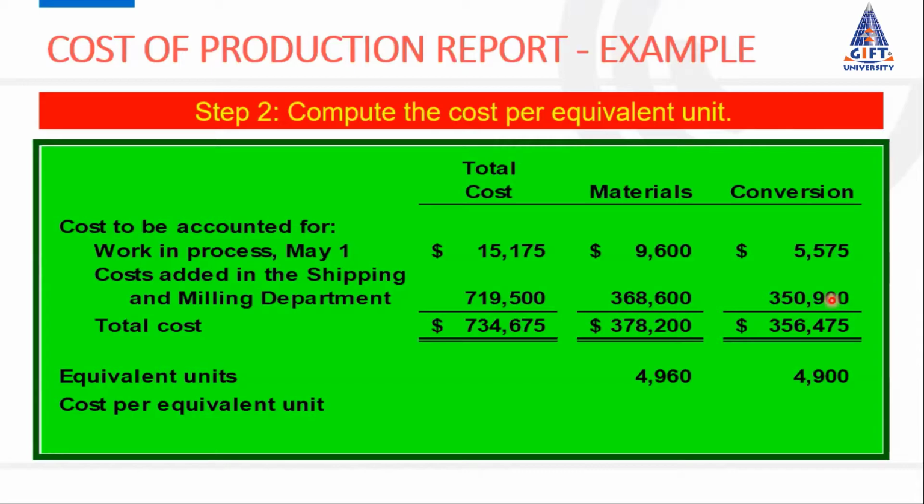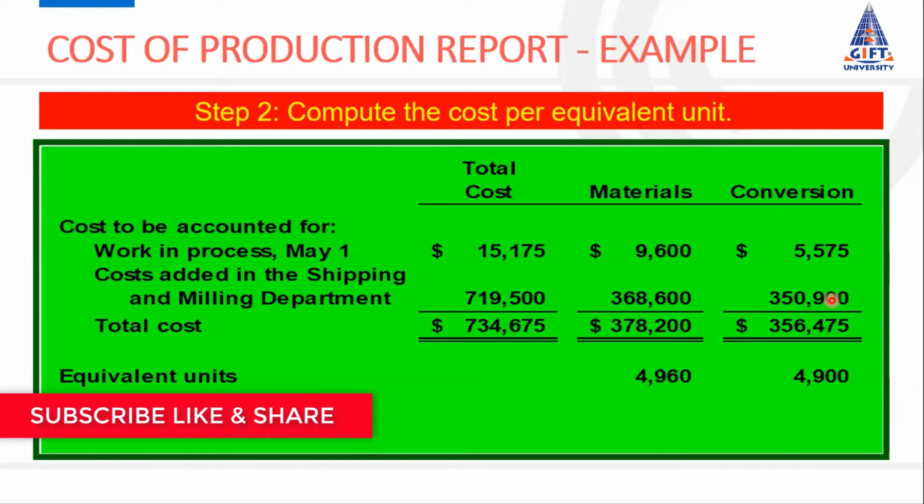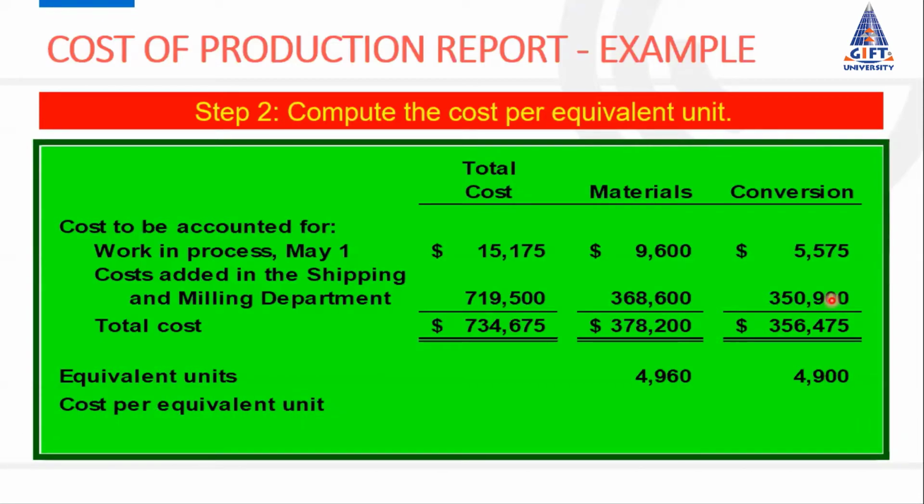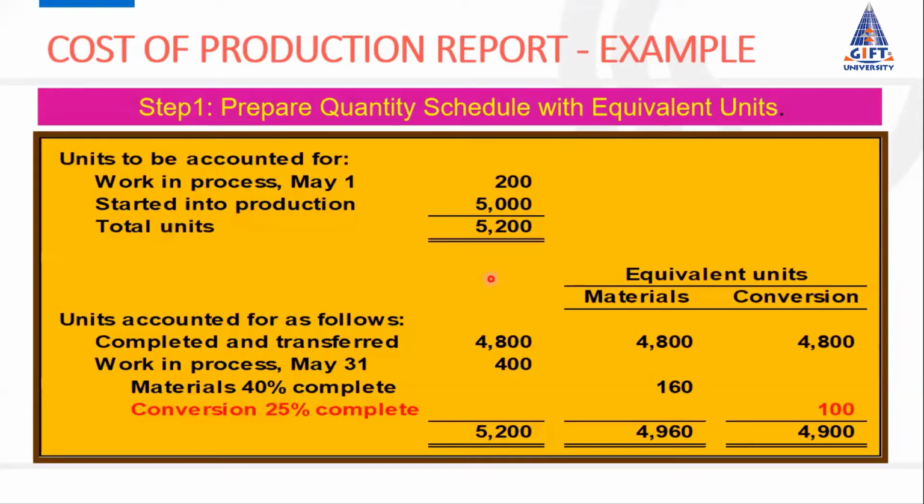But in the first in first out method, which we will learn in future, we keep the units separate and keep their costs separate as well. We calculate a separate cost for those units, and a separate cost for this period's units. That is the first in first out method. But in the average method, we don't distinguish previous units and current units, and for calculating equivalent units, we combined all those units.